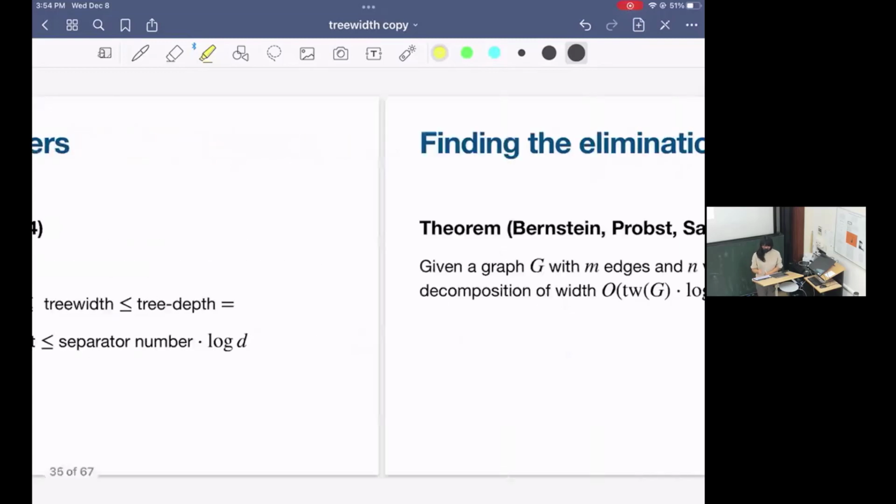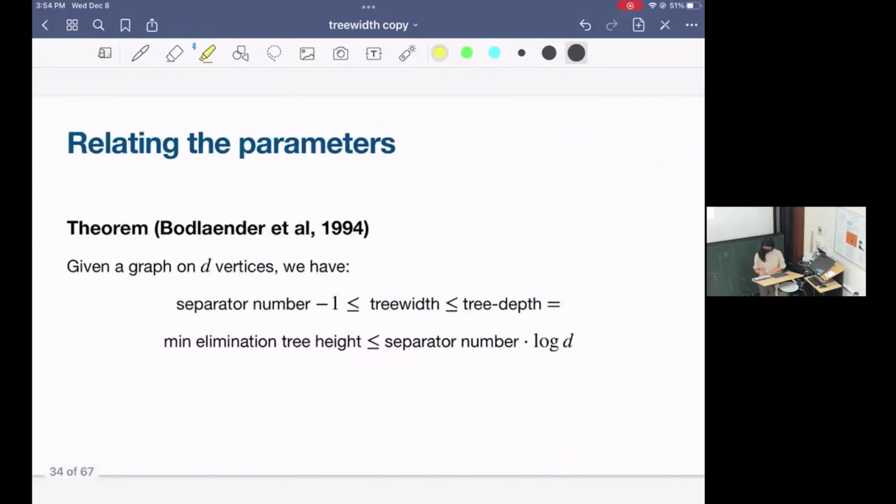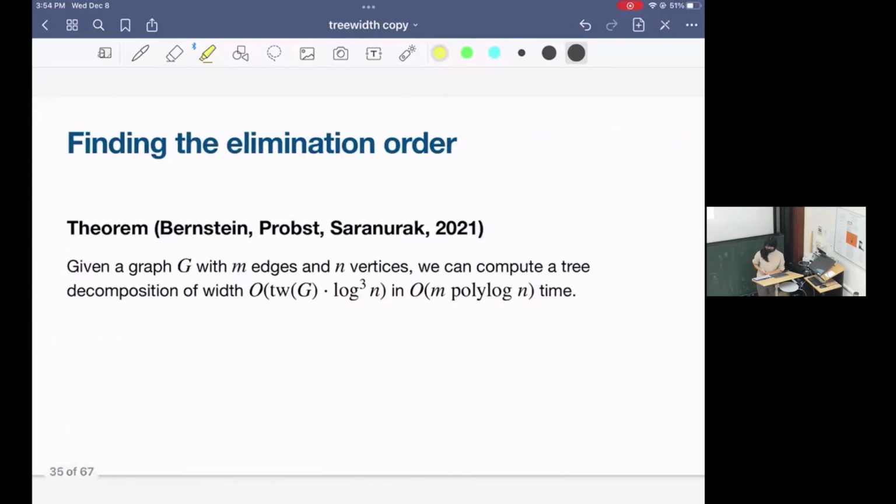Okay, so with this big relationship, we have the following. There's a very recent theorem in Fox 2021 which shows how to compute a tree decomposition of this width, which is going to be some polylog n approximation of the actual treewidth, and this is going to be in nearly linear in m time.